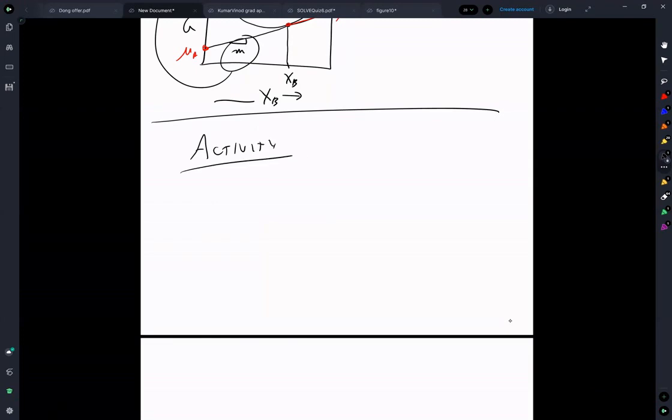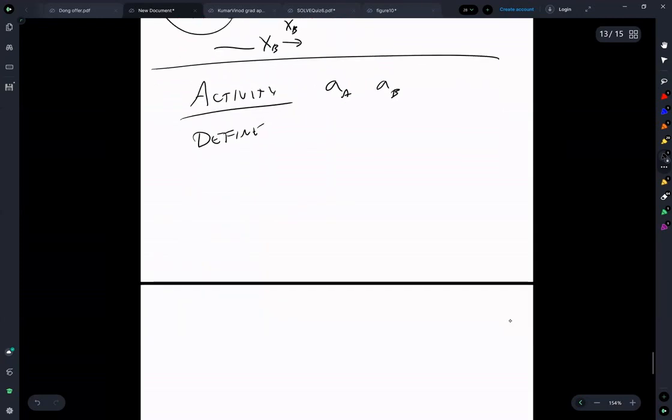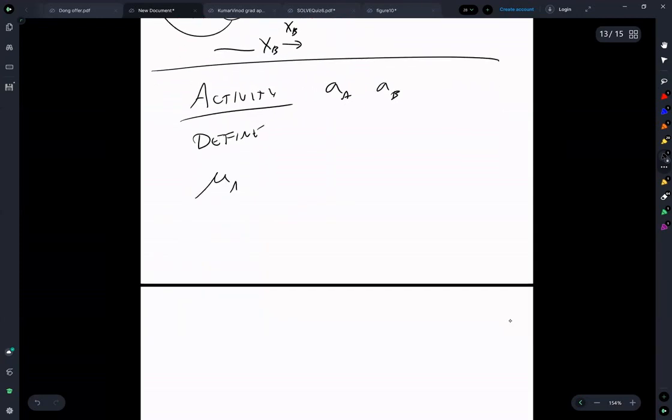And we'd have activity of component A and activity of component B. And we define these activities in terms of the chemical potential. Mu A is equal to G A plus RT natural log AA. Mu B is equal to G B plus RT natural log AB.